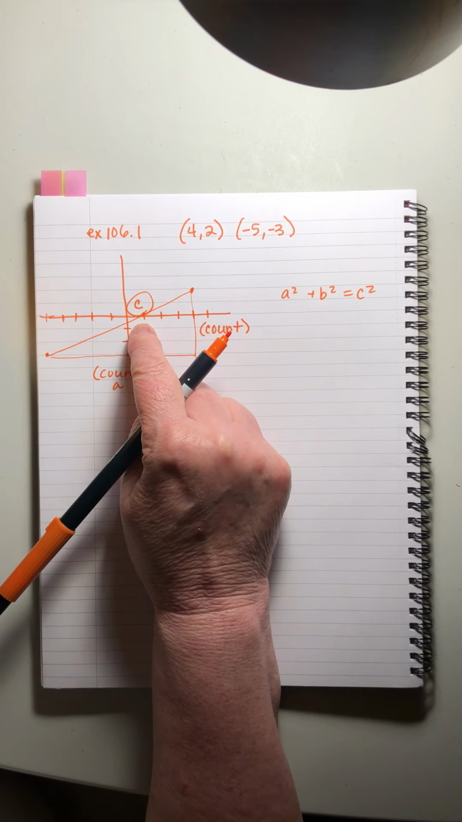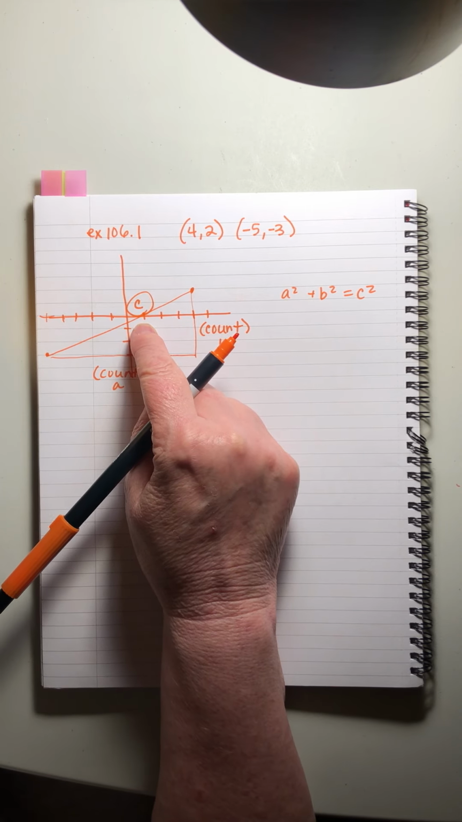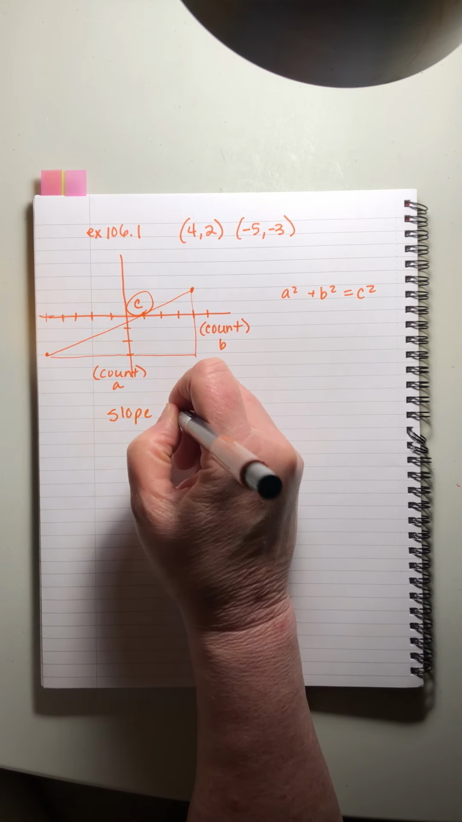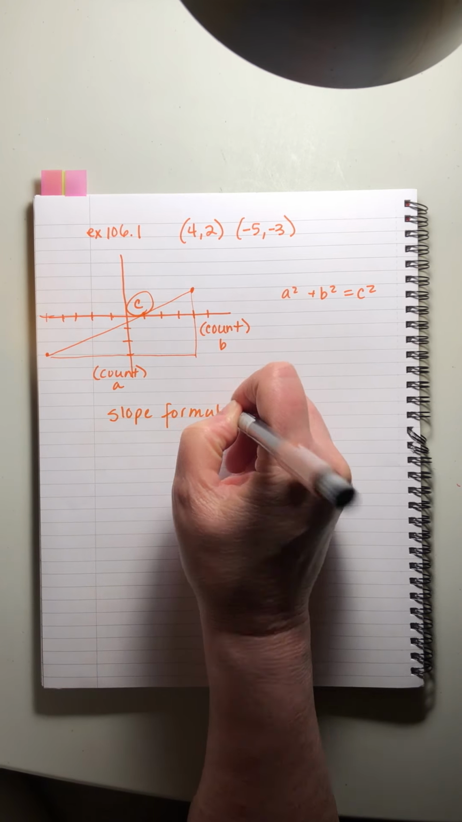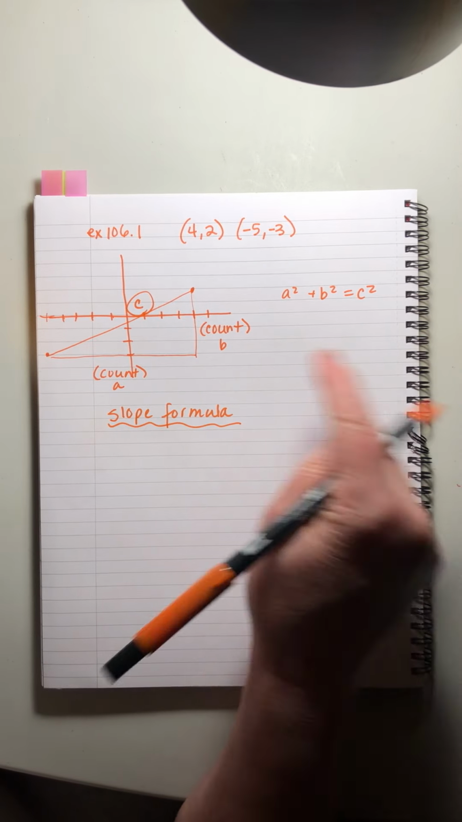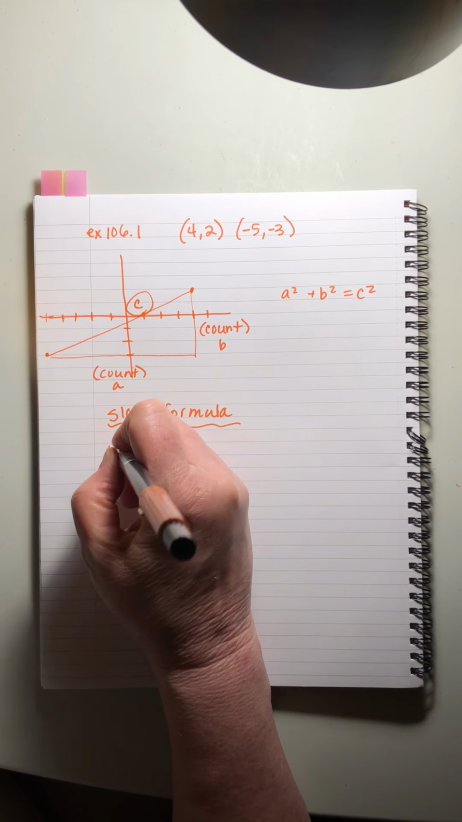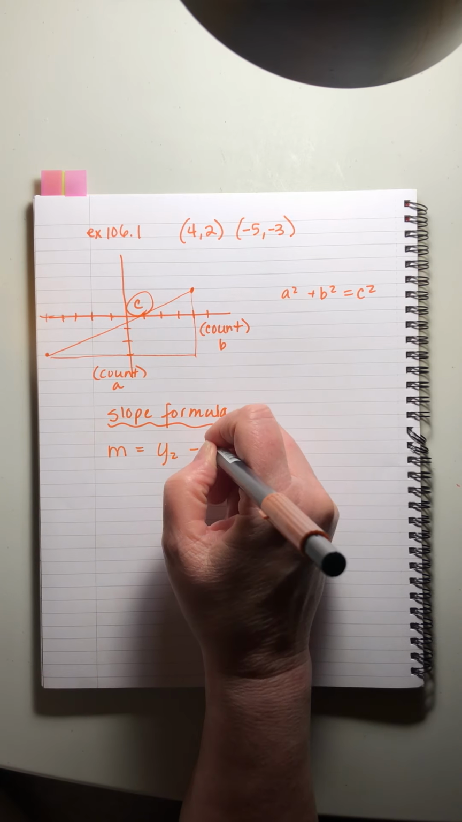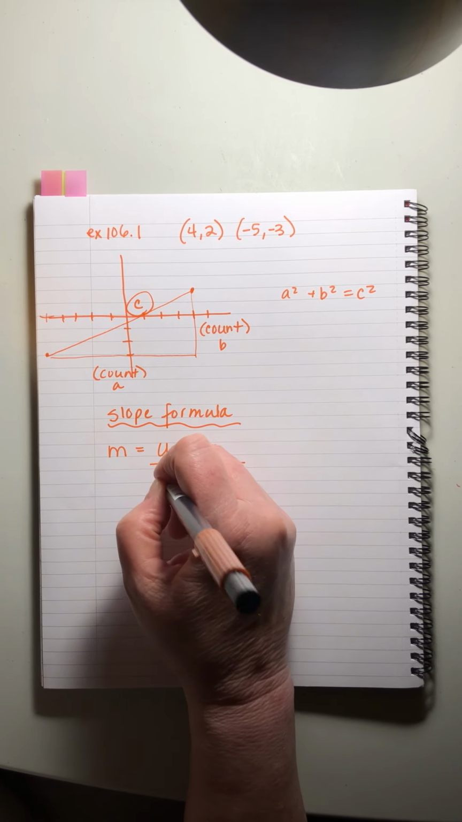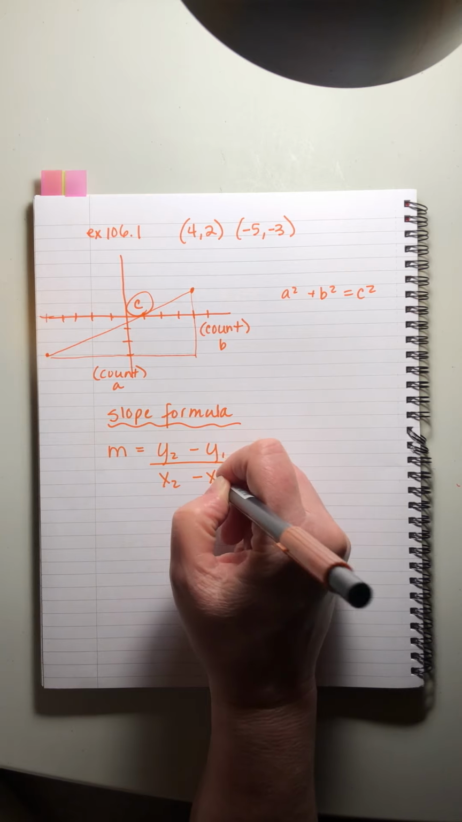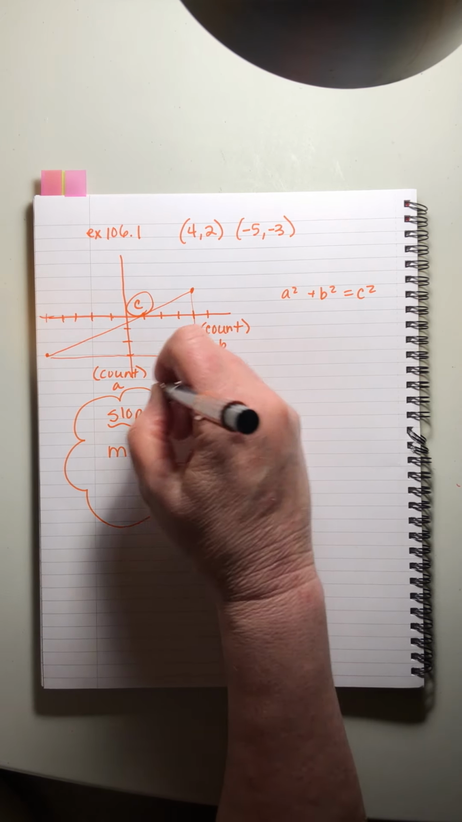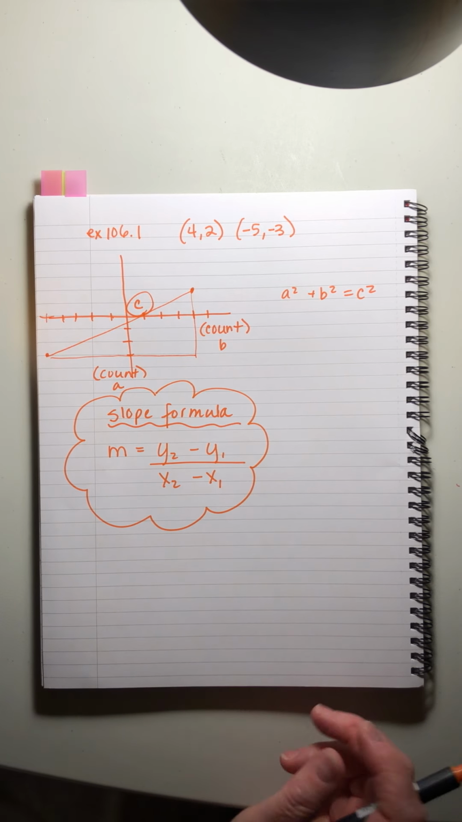But we have another way to do it that's easier, and that is something called the slope formula. I love the slope formula because it just cuts out all the nonsense. If you want to find the slope of a line and you've got two points, there it is. I'll show you how to use it. But there it is. Make sure you copy that.